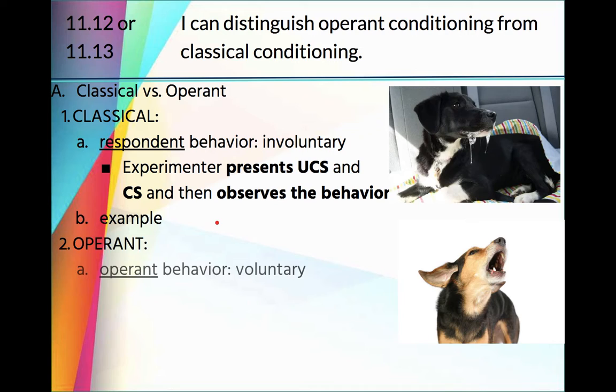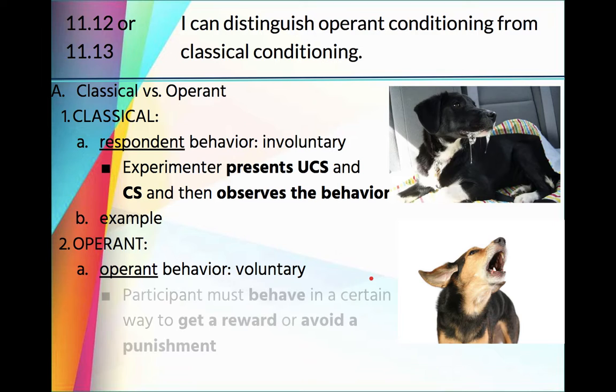Now, operant is operant behavior, and these are voluntary behaviors. It's a voluntary behavior. The organism can control it. Anything that has to do with running, raising your hand, barking, which is the example I'm going to talk about. Anything that the organism can control is going to be a voluntary behavior.